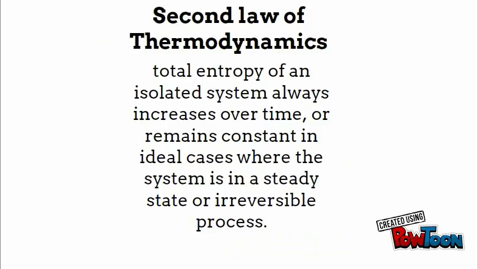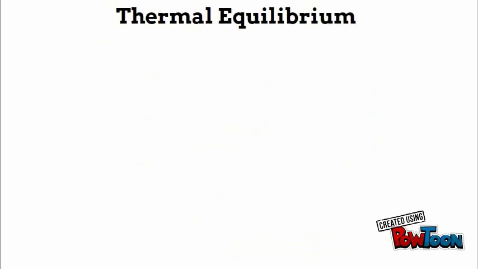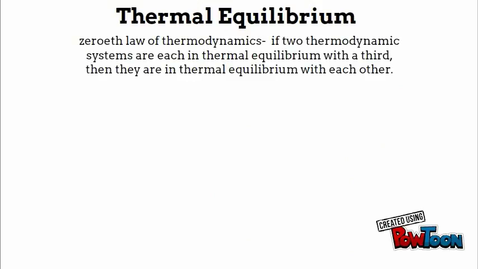The second law of thermodynamics states that the total entropy of an isolated system always increases over time, or remains constant in ideal cases where the system is in a steady state or irreversible process. And this has to do with thermal equilibrium, and thermal equilibrium is basically when two or more objects meet each other and equate thermally. And thermal equilibrium is special since it follows the zeroth law of thermodynamics, which can be seen here.